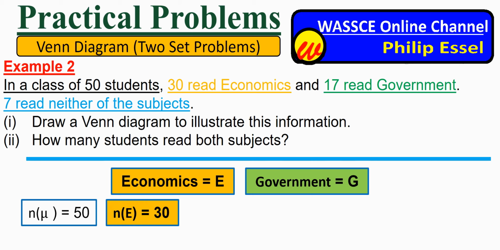17 of these students read government. So, number of government students equals 17.